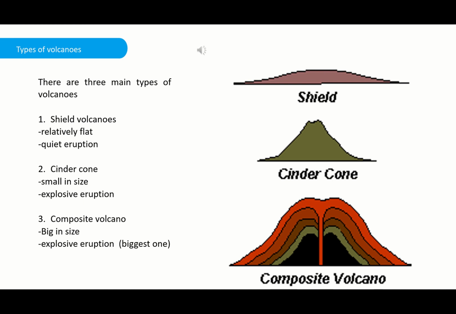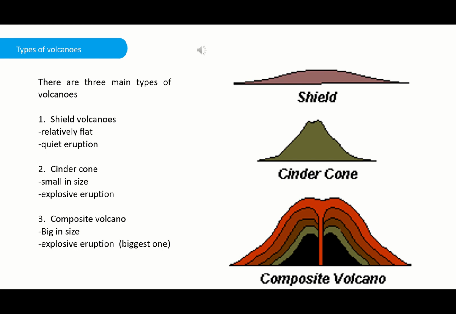There are three main types of volcanoes. There are shield volcanoes, cinder cone volcanoes, and composite volcanoes, and each of them have different effects. So a shield volcano, as you can see, is the very flat one on the diagram to the right. They're relatively flat and have a quiet eruption, so not a lot of gas and magma will be coming out of this one.